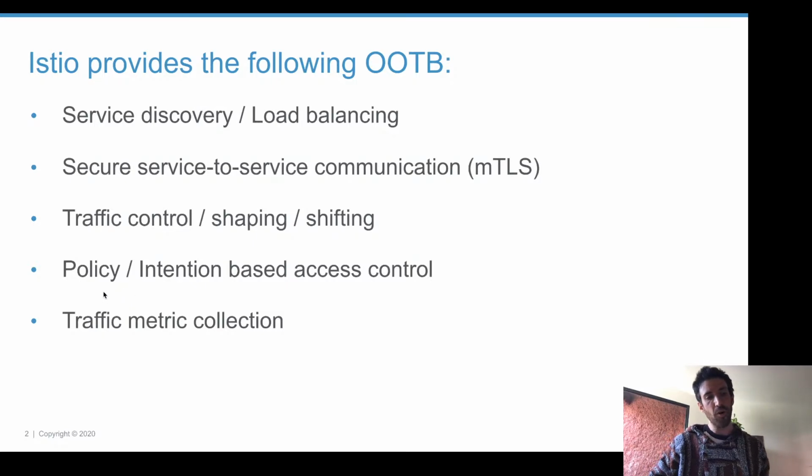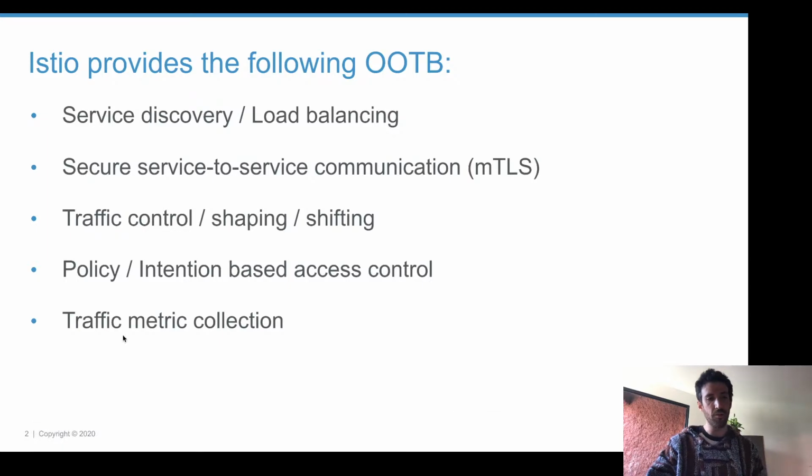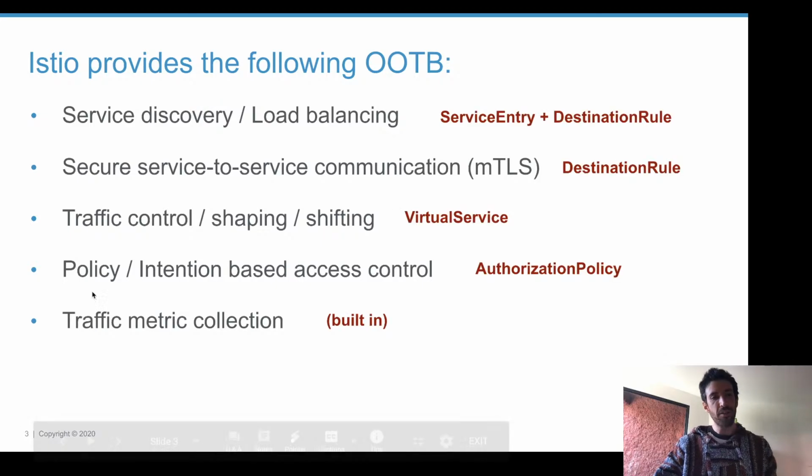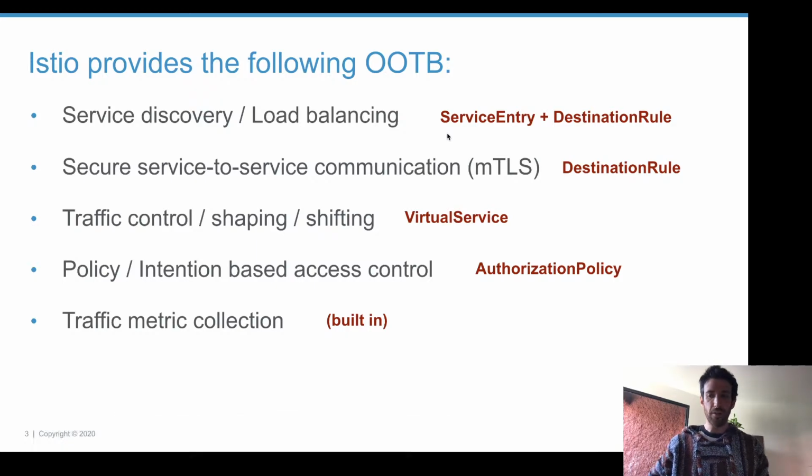You can also control using policy, security, who is allowed to talk to who, and that's also enforced by the proxy, as well as getting a lot of metrics out of the box from Istio. So you can get a lot of logs and metrics based on the traffic that's happening inside of your service mesh. All these things are configurable using Istio configuration CRDs.